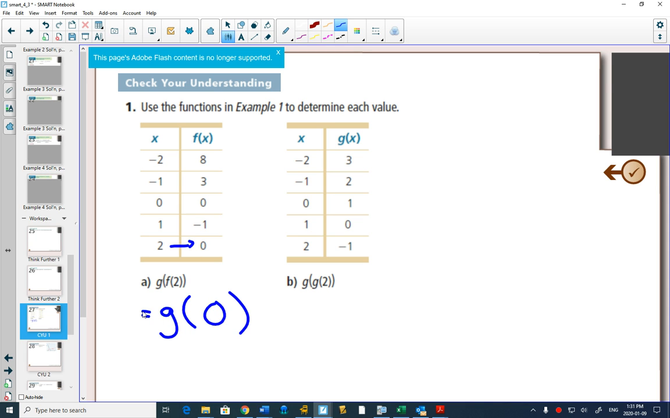And now 0 goes into the function g. So now we're thinking, well, if the x value, my input value into g is 0, what happens to that? That becomes 1. So g of f of 2 is equal to 1.